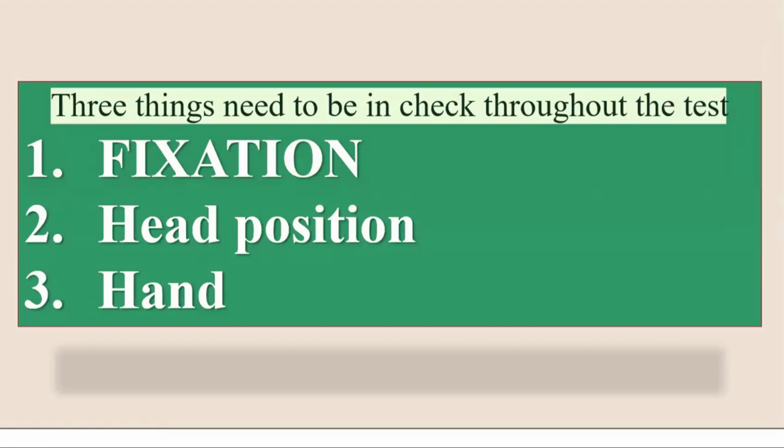Here, 3 things need to be checked and monitored throughout the test. Fixation: the patient has steady fixation on your eye. Head position: the patient's head position should be fixed and straight, as the doctor said. And the examiner's hand: the examiner's hand should be at the correct location, and also the way they hold the target, as we will see in a few minutes.